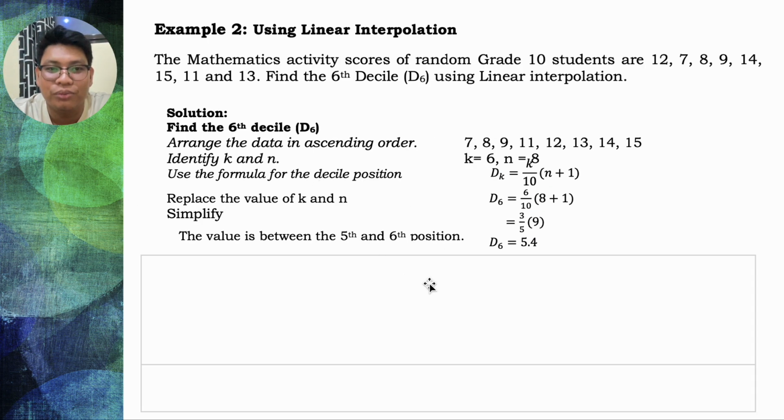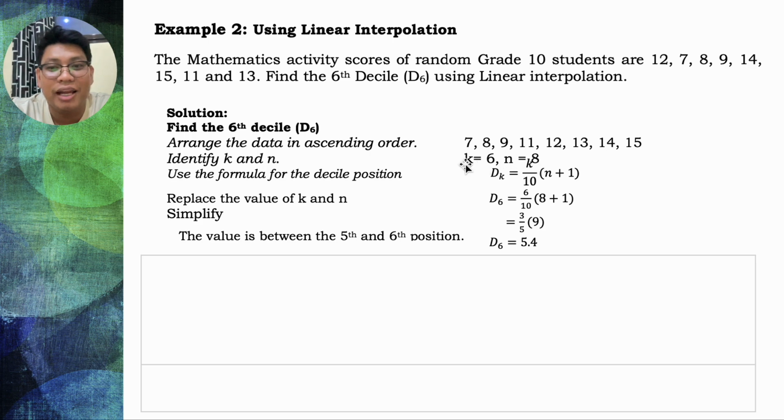So, example number 2, it says here, using linear interpolation. So, we will find out why linear interpolation is needed for this example. The mathematics activity scores of random grade 10 students are 12, 7, 8, 9, 14, 15, 11, and 13. We need to find the 6th decile or D6 using linear interpolation. So, for our solution, what did we do? First, again, you need to arrange them in ascending order. So, the smallest value is 7, 8, 9, 11, 12, 13, 14, and 15. After arranging them, you need to identify K and N. So, K is equal to 6, N is equal to 8.